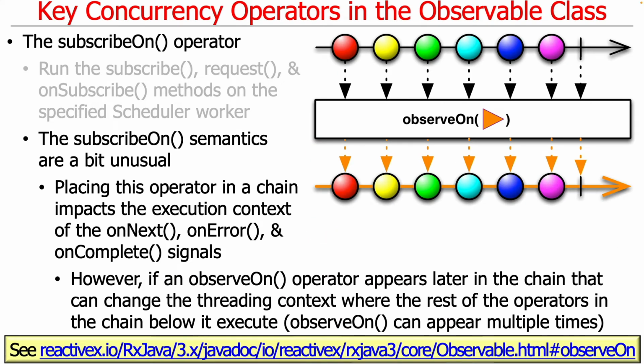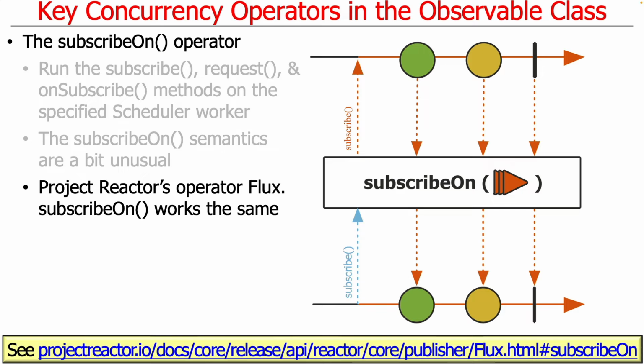Now, just a little twist, which we're going to talk in more detail about in a second. If an observeOn operator appears later in the chain, that will change the thread context, where the rest of the operators in the chain below observeOn will execute in the scheduling context given by observeOn up until another call to observeOn. This all seems a little bit mystical until you see examples that show how to use it.